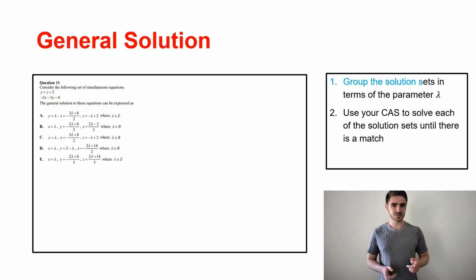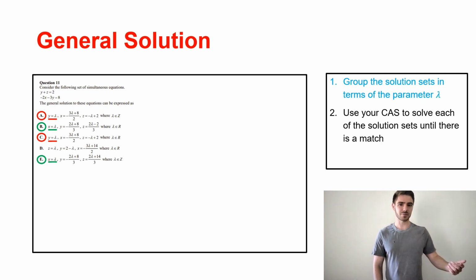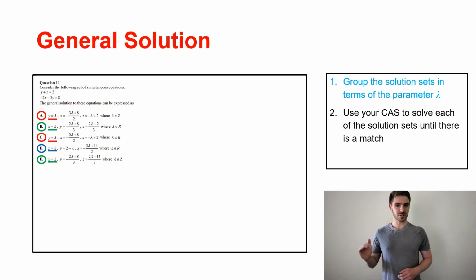So that's why the first thing to do when it comes to these questions is to group all of the solutions in terms of lambda. We can see that answers A and C use y as lambda. We can also see that answers B and E use x as lambda. And finally, we have answer D, which uses z as lambda.